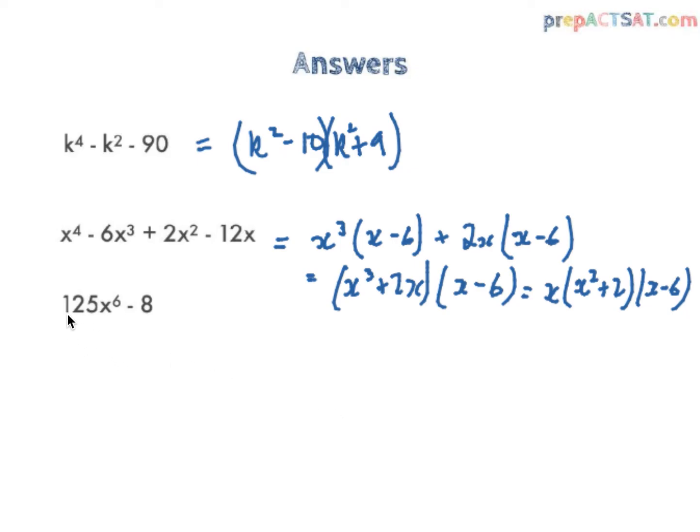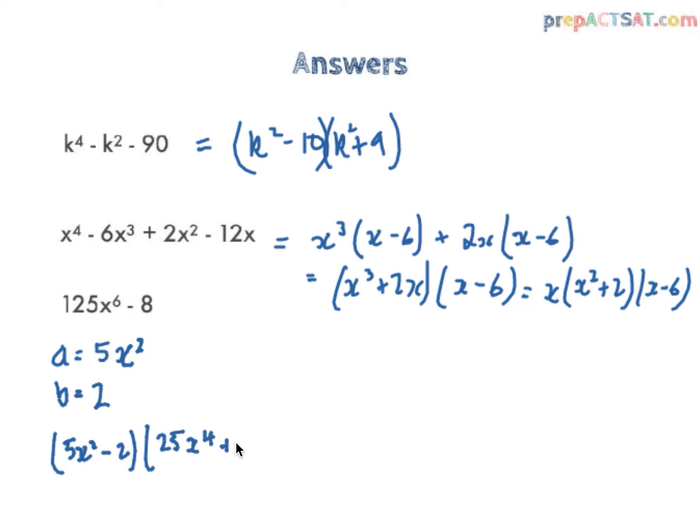Okay, and this one is a difference of cubes. So my a term is 5x squared, my b term is 2. I keep taking the cube root wrong. Okay, let's try that again. So a minus b, 5x squared minus 2, a squared, 25x to the 4, plus ab is 10x squared, plus b squared is 4. There we go.